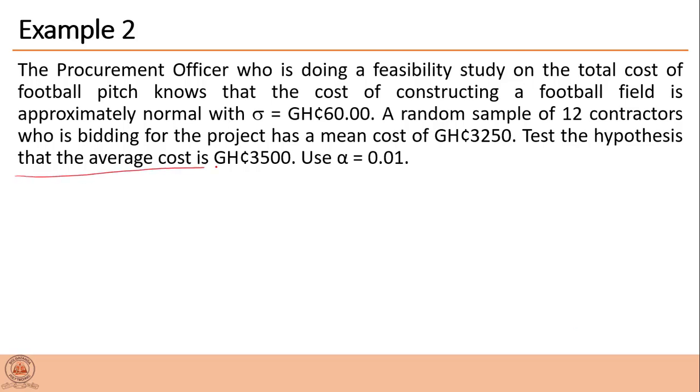So the first thing we do is to pick out what we need, the information in terms of the parameters: the sample size if there is any, sample mean if there is any, population mean if there is any, standard deviation if there is any. So from here we have our sample to be 12 contractors. Then our X bar, what will be our X bar?